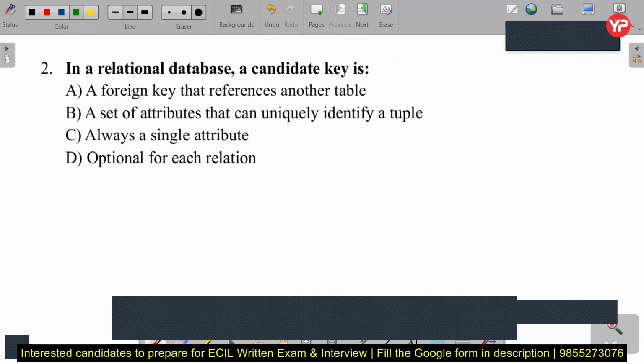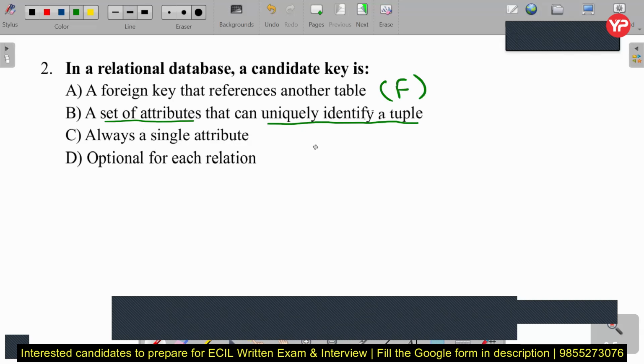Now, in a relational database, what is a candidate key? It is a set of attributes, because it is possible that we construct our candidate key with a single attribute or more than one attribute. That's why it is called a set of attributes. And the main functionality of a candidate key is to uniquely identify each and every record. So let's move on to the options. A foreign key? No, a foreign key is something different. That's why it is false.